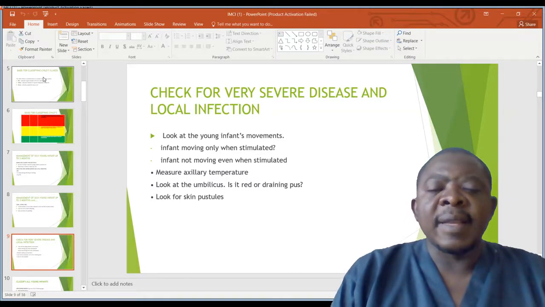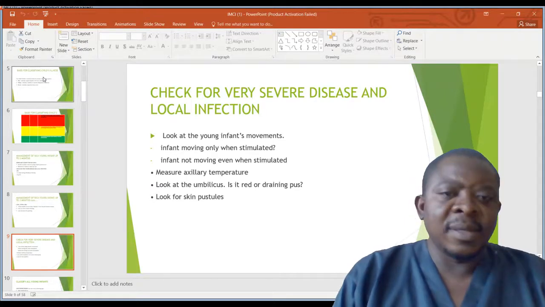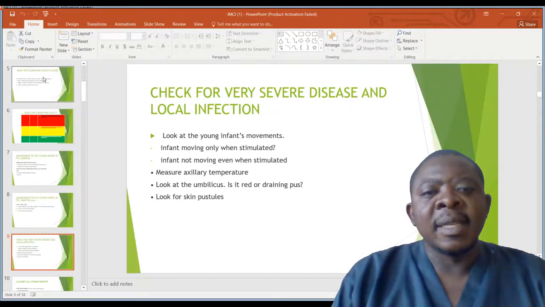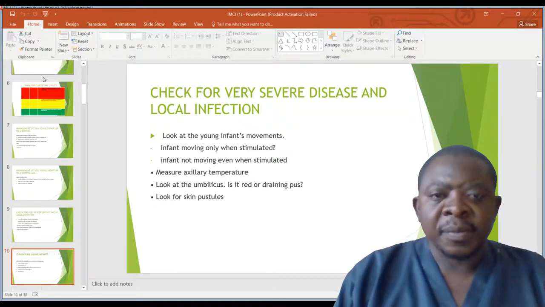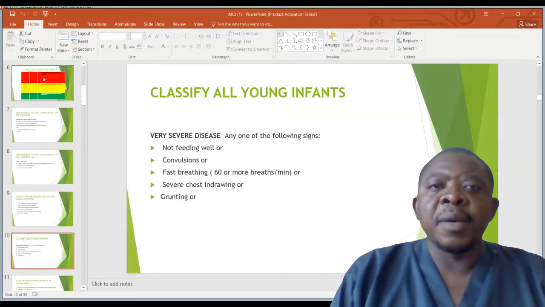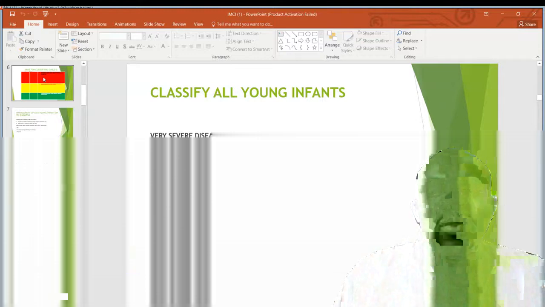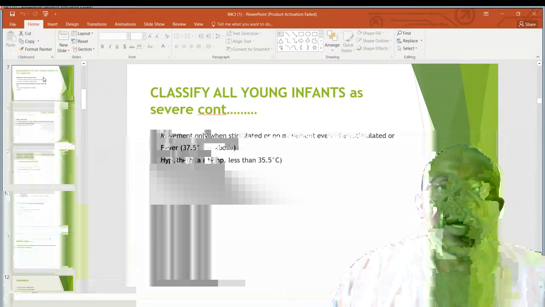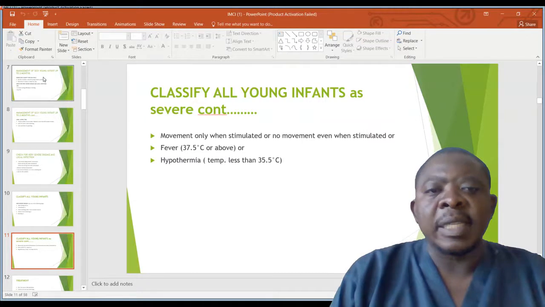In case the child was born at home and unsterile equipment was used, children tend to have infection at the umbilicus, and you can suspect tetanus. Then look for skin pustules. Okay, so for very severe disease, any one of the following will help to classify it as severe disease: not feeding well, convulsing, faster breathing, severe chest indrawing, or grunting. Then also movement only when stimulated or no movement even when stimulated. So that is a lethargic child.